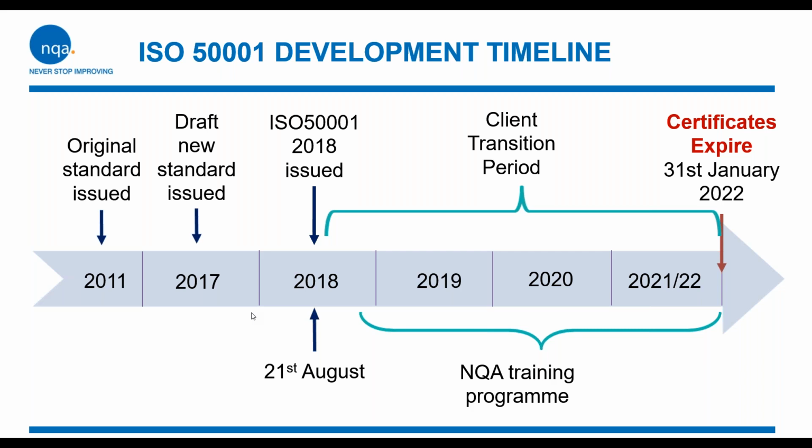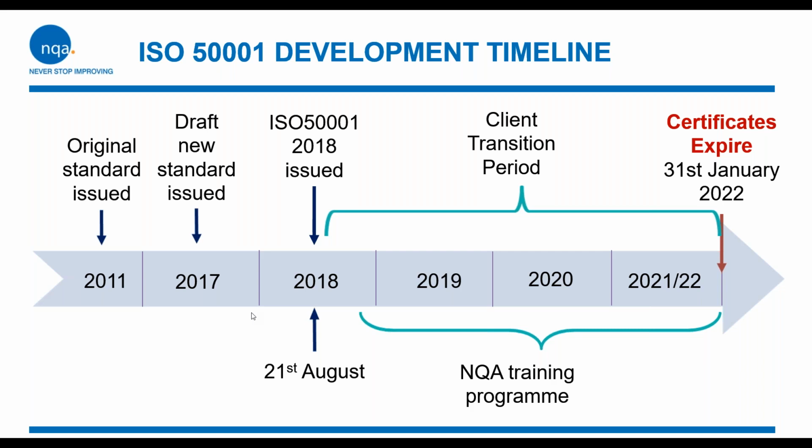Anybody who hasn't transitioned by that date, anybody who is still in possession of a 2011 standard, that was the original standard, will wake up on the 1st of February to find that your certificate is out of date and you do not have 50,001. That is very important for people using 50,001 for ESOS compliance here in the UK, because there is a requirement that you have a current and up-to-date certificate.